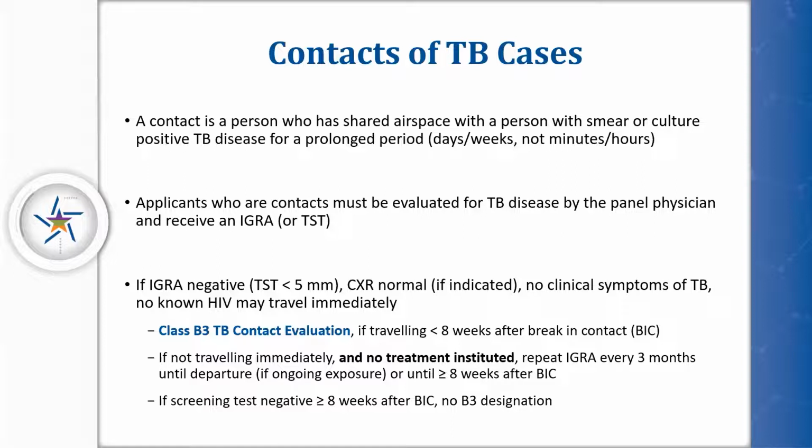But if they're still in contact with that individual, then you want to keep testing to make sure that they don't convert to positive. If the screening test is negative, greater than or equal to 8 weeks after the break in contact, there is no B3 designation, because you've completed the screening for that person.